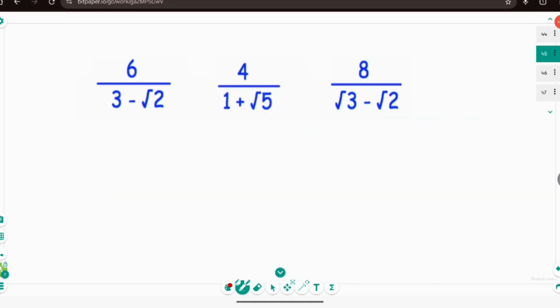Okay, maybe have a go at these 3. Put me on pause and press play when finished. So for this top one, I'll do them all on separate pages.